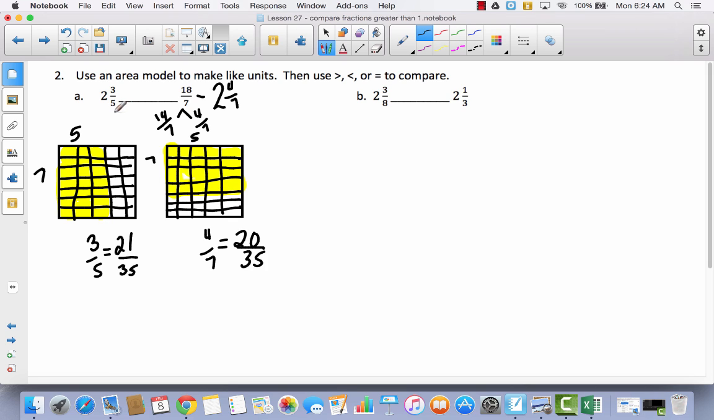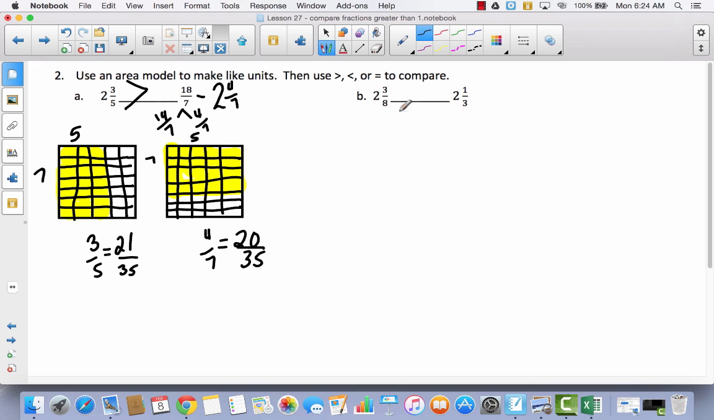So 2 and 3/5 is the same as 2 and 21 35ths. 2 and 4/7 is the same as 2 and 20 35ths. So this is going to be 1/35 less than this. So 2 and 3/5 is actually greater than 2 and 4/7.